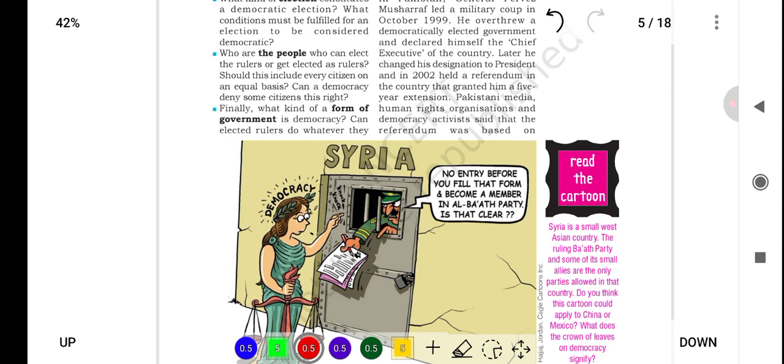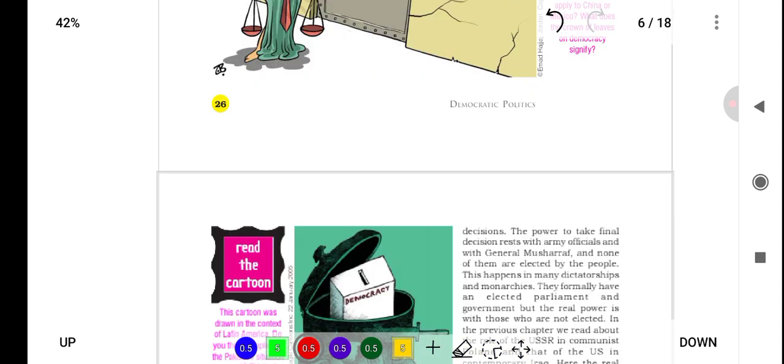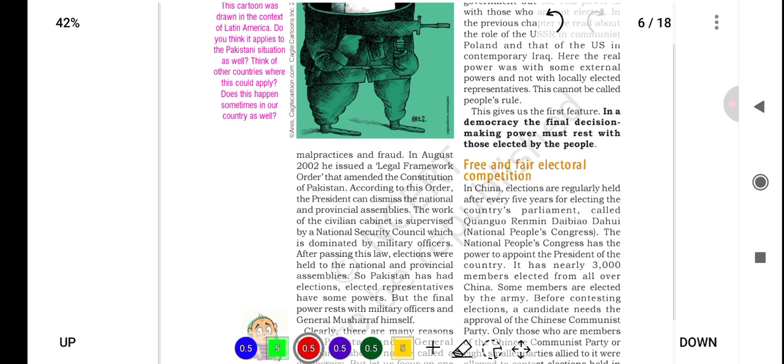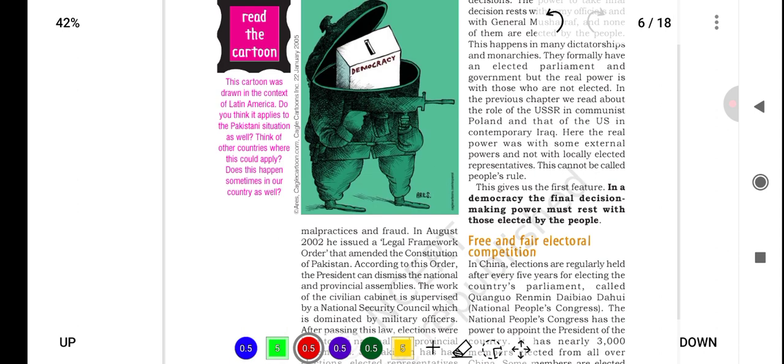Okay, if you want, you can have a look at this picture. Similarly, here another cartoon has been given which signifies what democracy actually means. So, free and fair electoral competition.